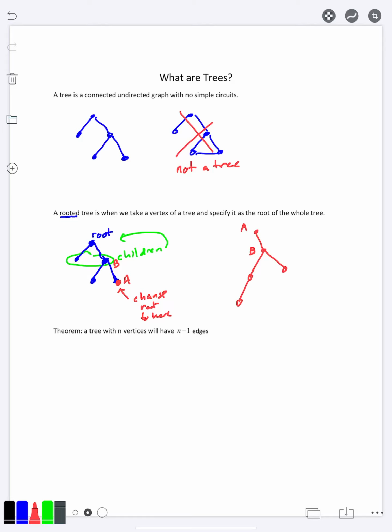And then we have a fun little theorem here that guarantees that any tree with n vertices will have exactly n minus 1 edges. No more, no less. So it gives us a nice little way to identify things.